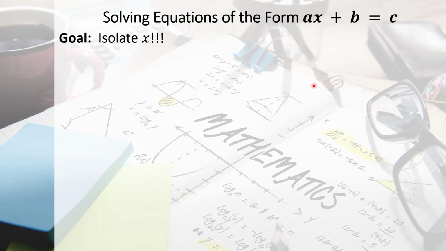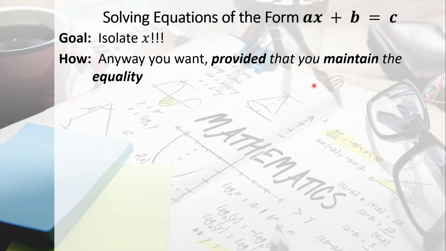Okay, so what is our goal? Our goal, as before, is always the same, is to isolate x. Or if x is not the variable, whatever the variable is, we want to isolate that variable. If that variable is bad, we want to put it in timeout and everything else on the other side of the equation. How do we do that? Any way you want. The only requirement that you have is that you need to maintain the equality, which basically means whatever you do on one side of the equation, you have to do on the other side of the equation. That's how we maintain the equality.